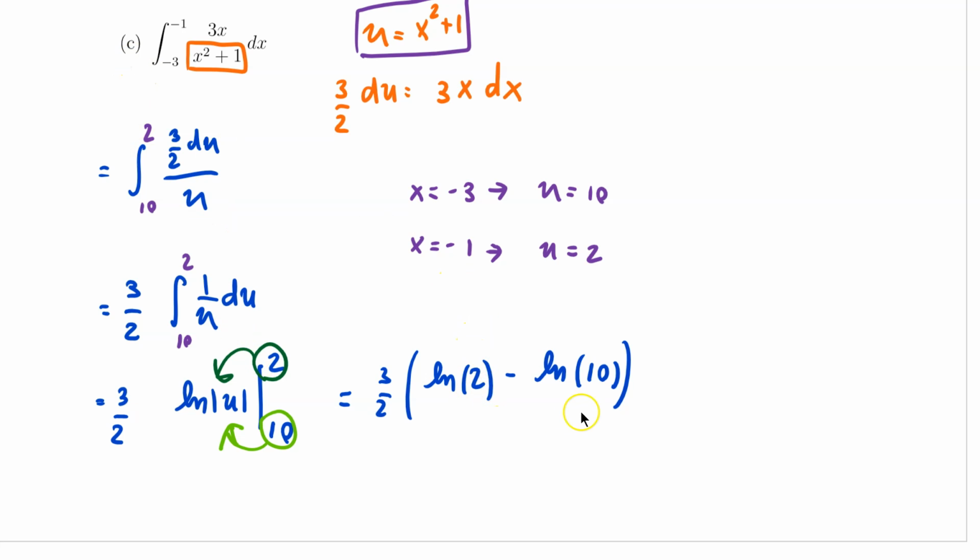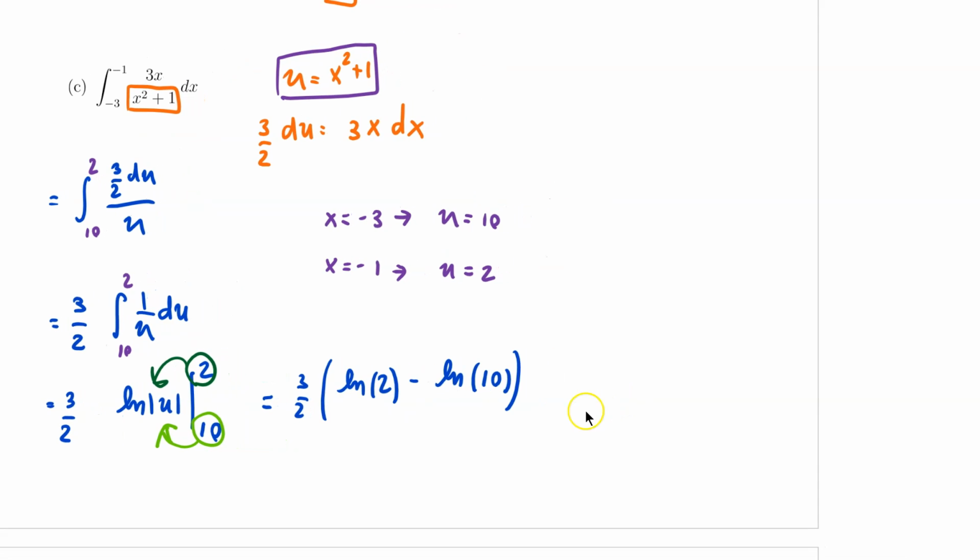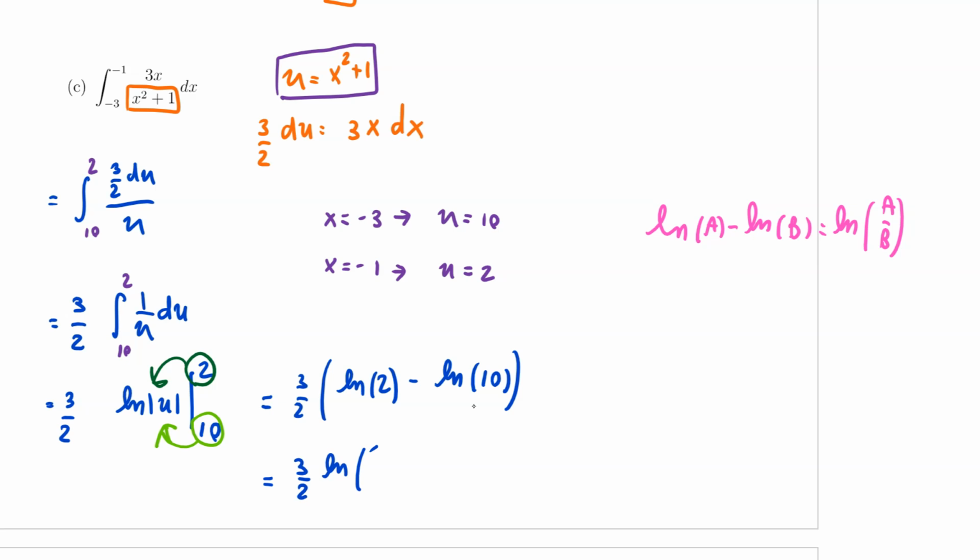However, I can simplify this a little bit. There are a few identities of log that I can use. If I have log of A minus log of B, that's going to be the same as the log of A over B. So I can simplify the thing inside parentheses here. Log of 2 minus log of 10 is just going to be log of 2 over 10. Log of 2 over 10 is just going to be log of 1/5.